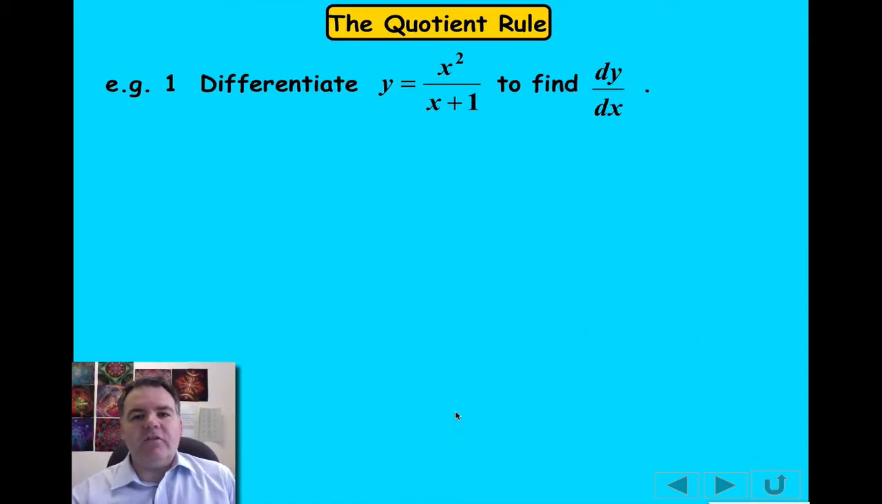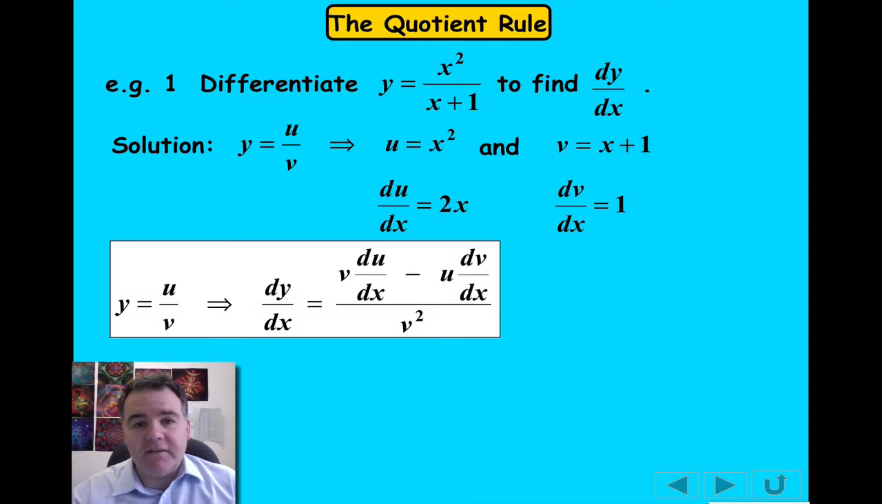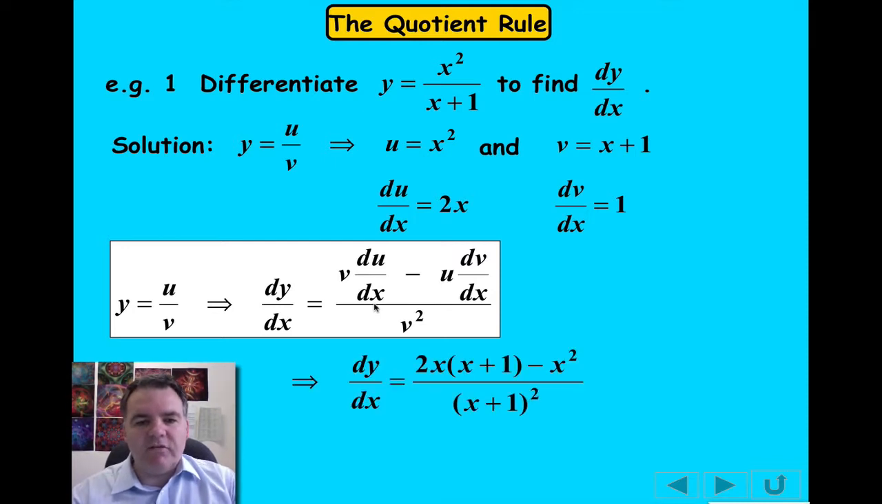First one, differentiate x squared over x plus 1 to find dy dx. Notice we can't divide that here, there's no simpler way that we can write that function. So I'm going to say the top line is u and the bottom line is v. We then do the derivative of the top line and the derivative of the bottom line and use the formula. Just be really careful here, defining u and v in these steps. For shorthand, you could write that as u dash, and this is v dash, but it should be no problem there. Just substitute everything in.